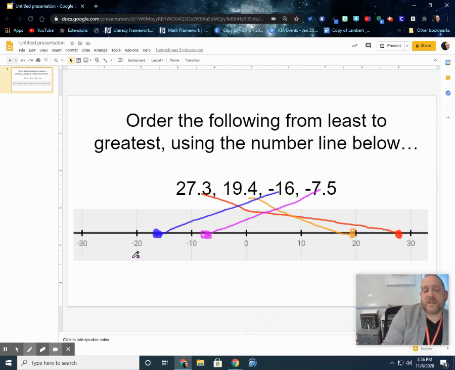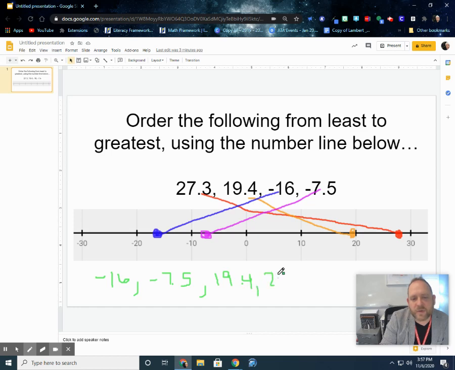So if we were to order these out, they would go in the following order. If we're going least to greatest, we'll start at our left number and go to the right. So the furthest to the left was negative 16. The next furthest over was negative 7.5. Next on our number line would have been this guy right here, 19.4 or 19 4/10. And last but not least would be our last number, 27 3/10. And there you go, ladies and gentlemen.